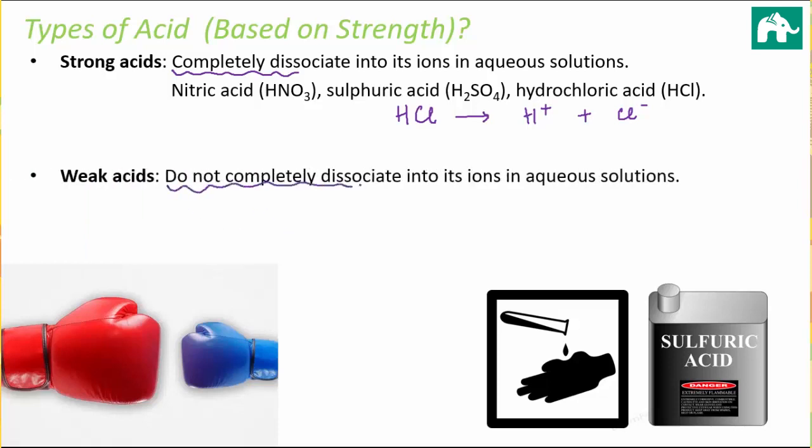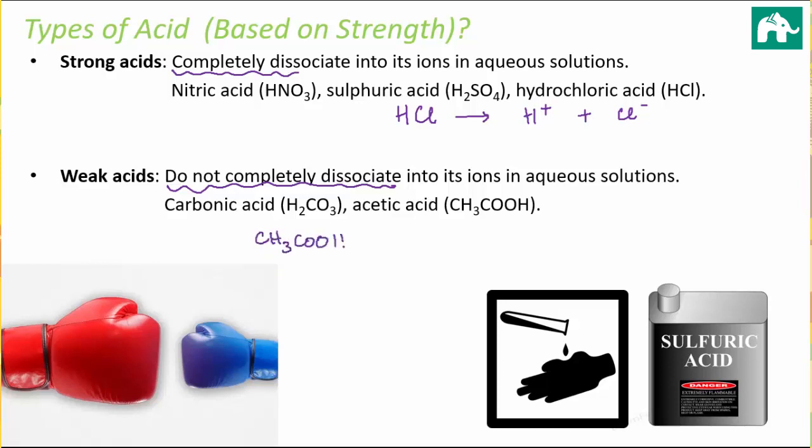So they dissociate, but they dissociate partially into their ions in aqueous solutions. Some examples of weak acids are carbonic acid and acetic acid. Let us talk about acetic acid, CH3COOH. It partially dissociates to form H+ and CH3COO-. Do you see the symbol?